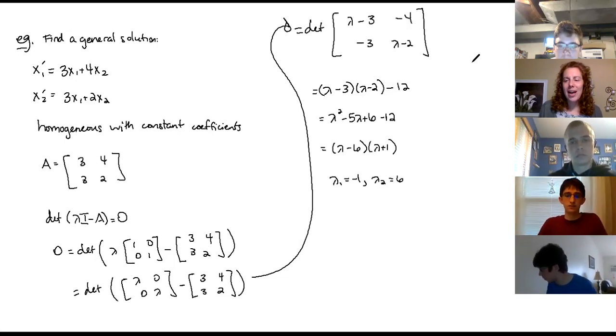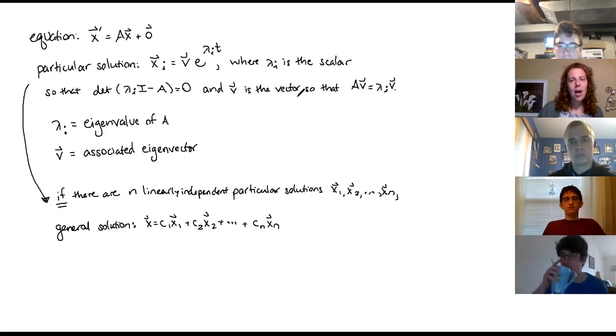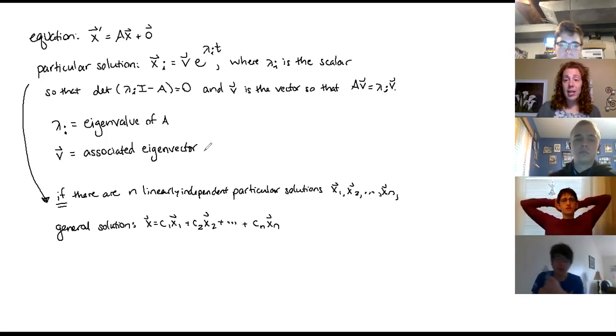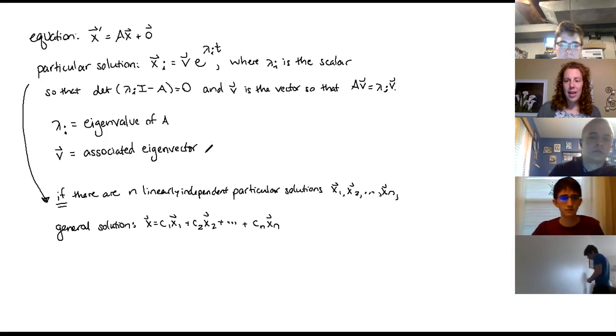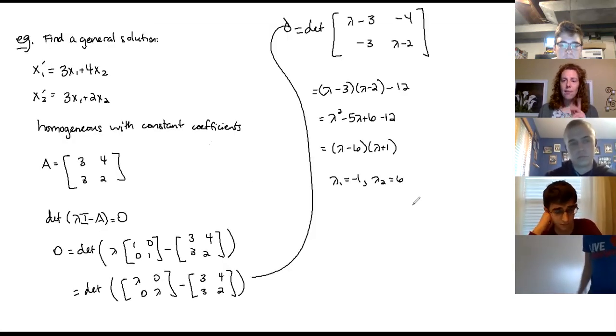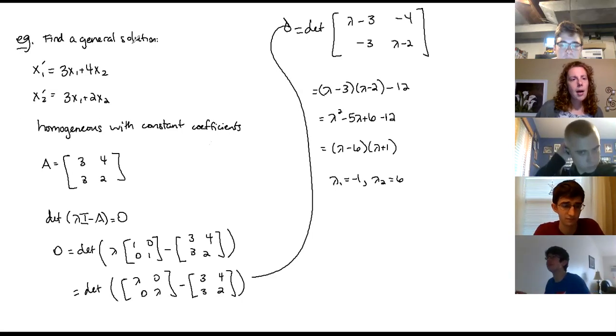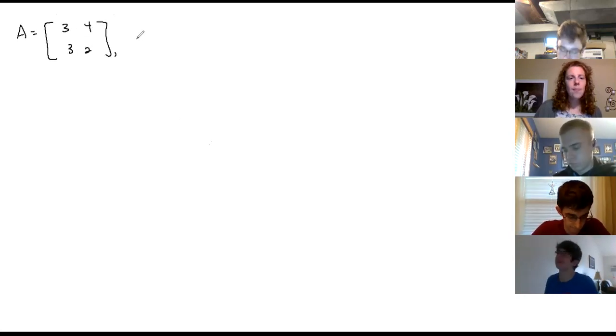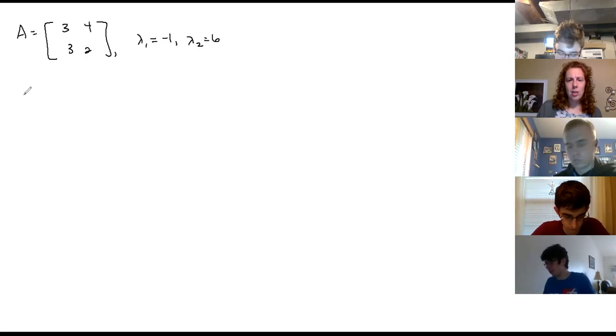So we found our values of lambda. The other thing that we have to find is these associated eigenvectors. I'm going to need to look at 2 of these because I've got 2 eigenvalues, so I've got to do this twice. Once again, my matrix A, if I copy this down, is 3, 4, 3, 2. Lambda 1 was negative 1, and lambda 2 is 6. So now I've got to find the eigenvectors for these.